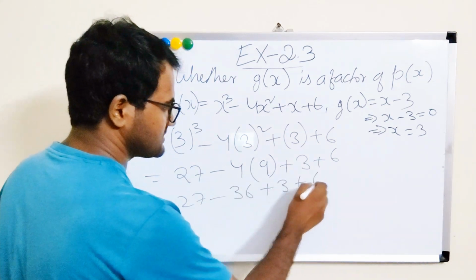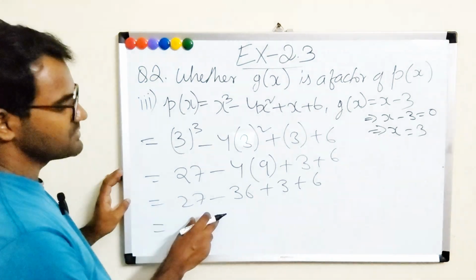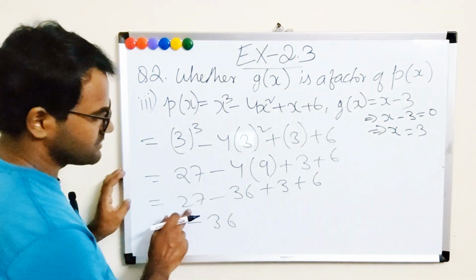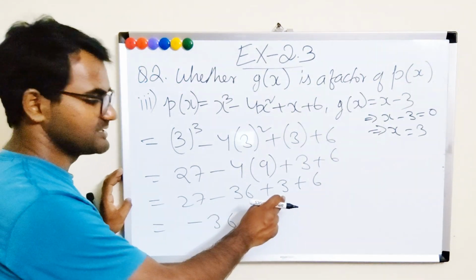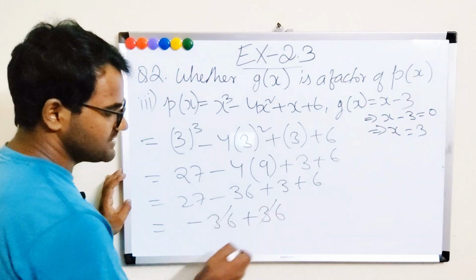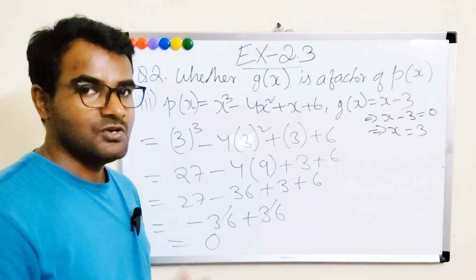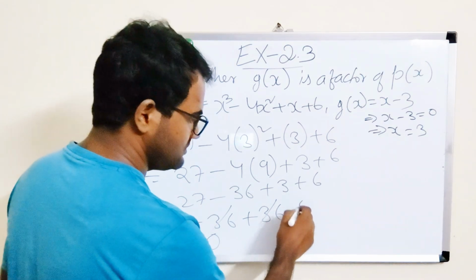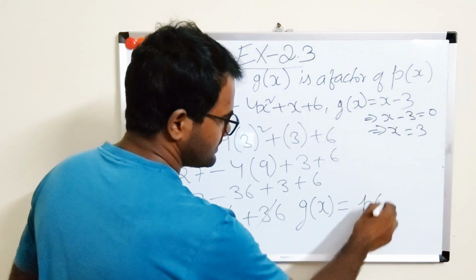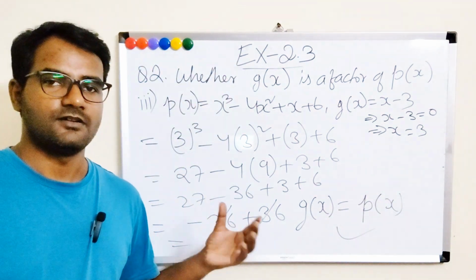Now you see all the negative ones. So where do you see the negative ones? Only minus 36, right? Then positive ones. 27 plus 3 is how much? You get 30 plus 6 is 36 plus 36. So minus plus cancel, how much did you get? 0, right? So yes, g of x is equal to p of x, right? So g of x equals p of x, right? So this is the answer.